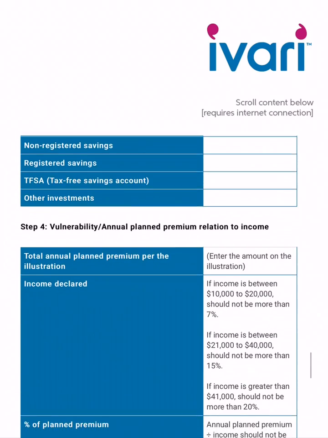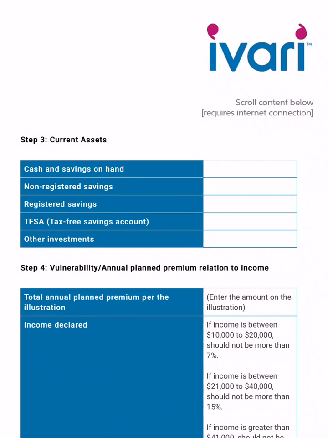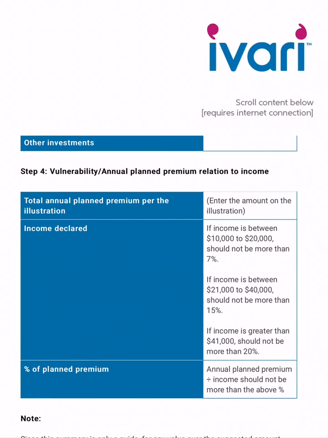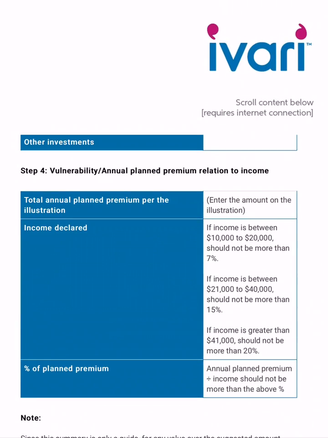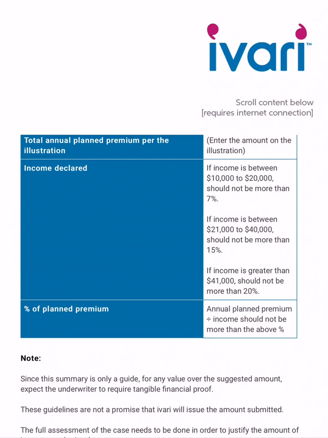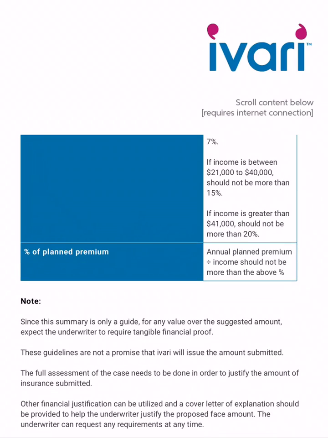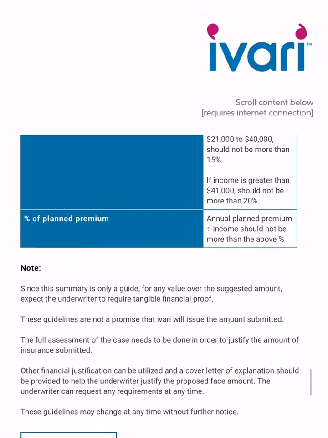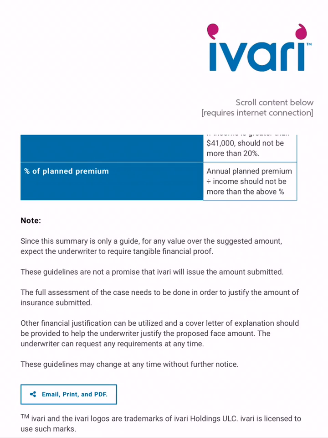Current assets: cash and savings on hand, non-registered savings, registered savings, tax-free savings account (TFSA), other investments. Vulnerability: annual paid premium in relation to income, total annual planned premium per illustration. Enter the amount on the illustration. What illustration? Income declared: if income is between 10,000 and 20,000, should not be more than 7%. If income is between 21 and 40, should not be more than 15. If greater than 41, should not be greater than 20. Percent of planned premium: annual planned premium divided by account income should not be more than the above.